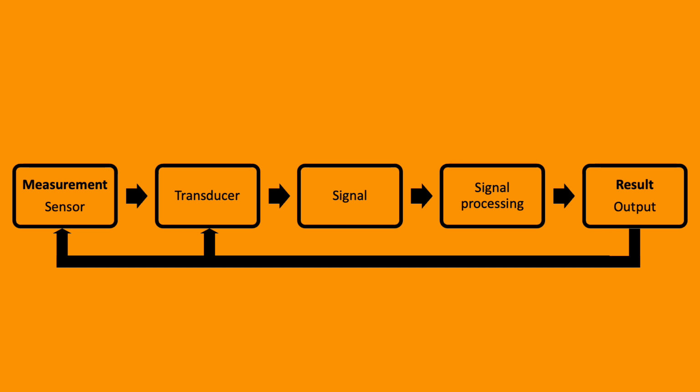Specific amplifiers include the differential amplifier, which is able to perform an important step in reducing interference using a process called common mode rejection. The output signal can then feed back to the transducer and sensor.